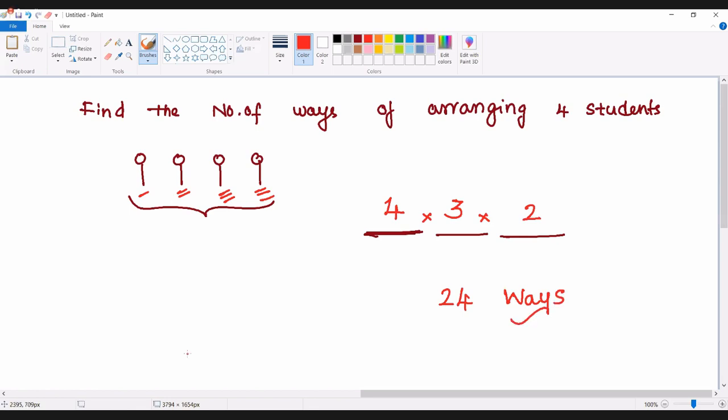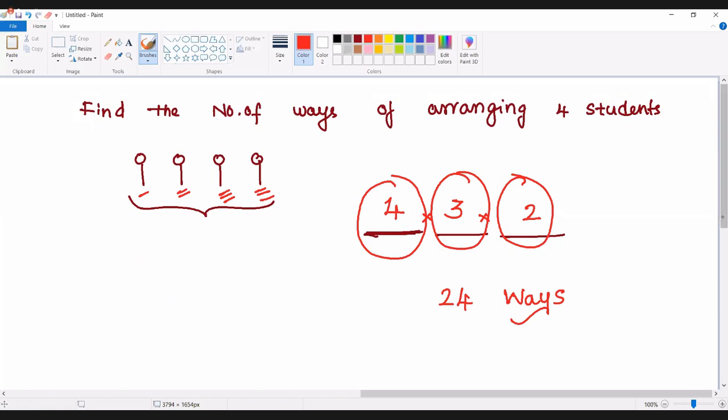This is one analytical way of solving. In this analytical way, what I'm trying to understand is the number of ways of arranging these four students in a three-seated bench. The first gap has 4 ways to fill, the second gap has 3 ways to fill, and the third gap has 2 ways to fill. 4 into 3 into 2 gives a result of 24. We can say the answer choice is going to be 24. Or otherwise, you can also understand it like this.